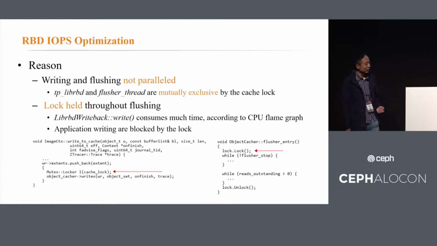The lock is held throughout the flushing. And according to the CPU flame graph, the flushing job is time consuming and consumes much CPU time. You can imagine that during this time the application write is blocked, since it cannot get the lock, which is held by the flusher thread. So as we can imagine, the IOPS will not scale.